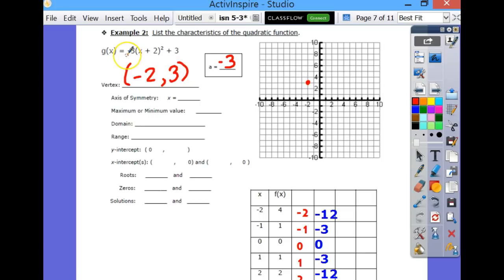Because this is a negative sign, the graph is going to go down, and so I need to find the points on the graph. The easiest way when you have an A that is not equal to 1 is to use the table. This negative 3 is going to multiply by the y values in the table. The x values stay the same. The y values multiply by negative 3.